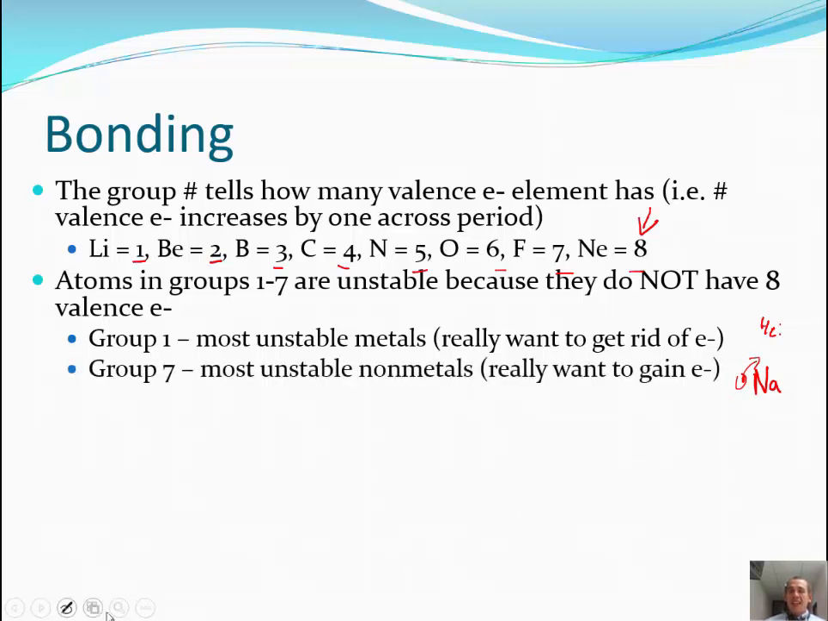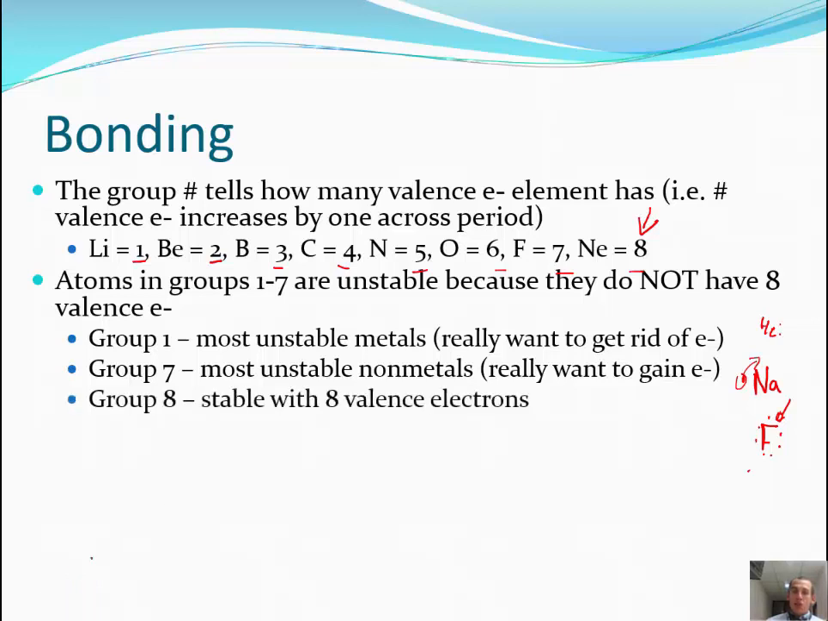Okay. Group 7 is the most unstable nonmetals. They really want to gain an electron because they have 7. Fluorine would be F, and it has 1, 2, 3, 4, 5, 6, 7 valence electrons, and so it's got this big open spot here. If it could fill that in, it would have 8 and it would be stable. So the most unstable nonmetals, those are called the halogens. They have 7 valence electrons. They're over in group 7.